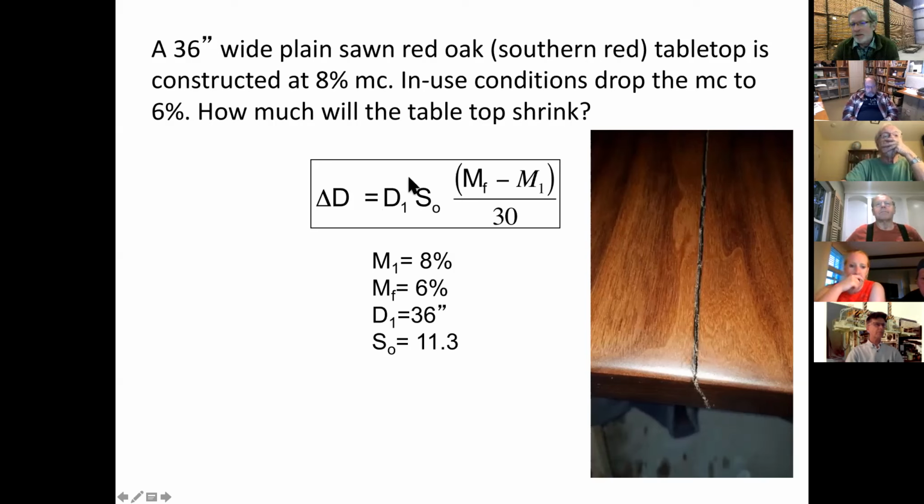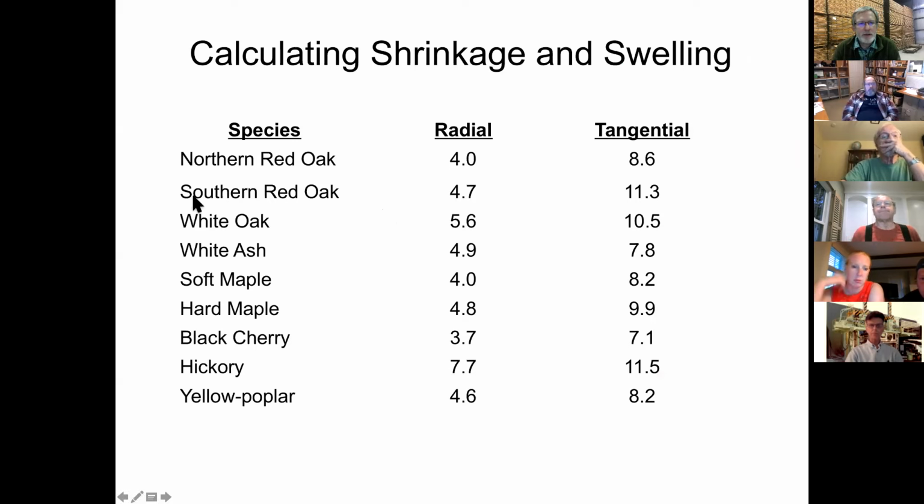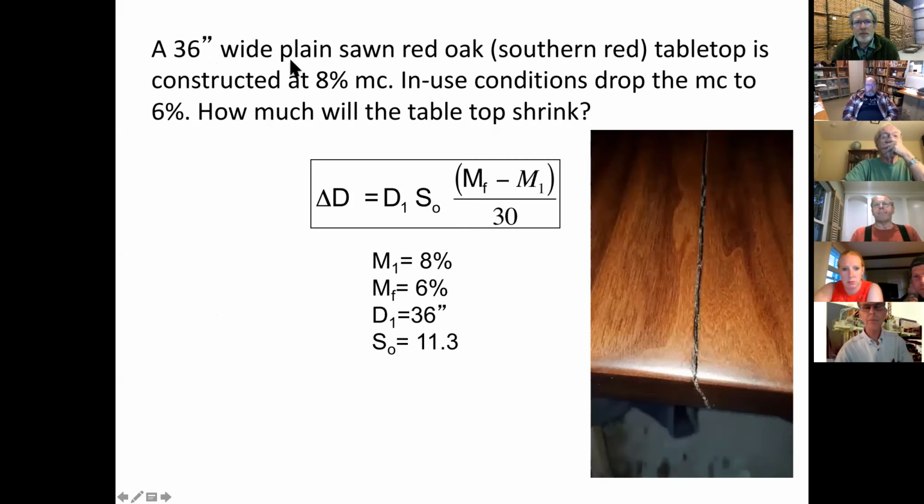So D1 is my initial dimension, which is 36 inches. S sub O is my shrinkage coefficient. Well, if I go back to my diagram here, southern red oak could be 4.7% or 11.3, but I know that my tabletop is plane sawn, so I'm going to use the tangential plane of reference, right? Most plane sawn wood, the majority of that width of the surface is tangential, so I will use a shrinkage value of 11.3. Be careful because that's 11.3%. We're going to have to change that into a decimal. And I made it at 8, so that's my initial moisture content, and my final moisture content is 6.